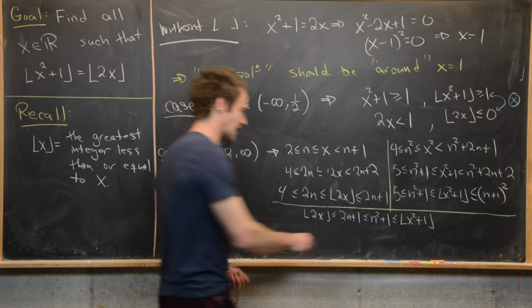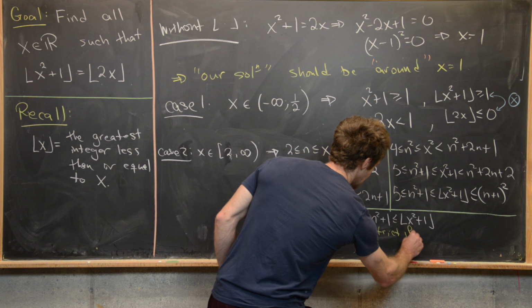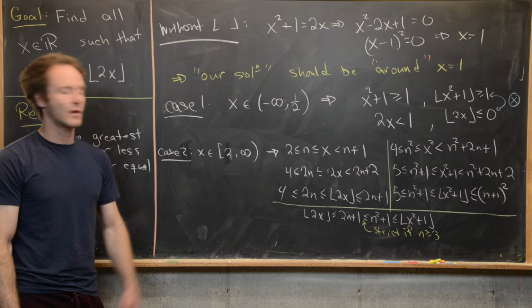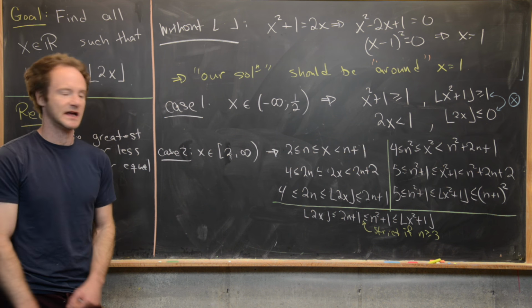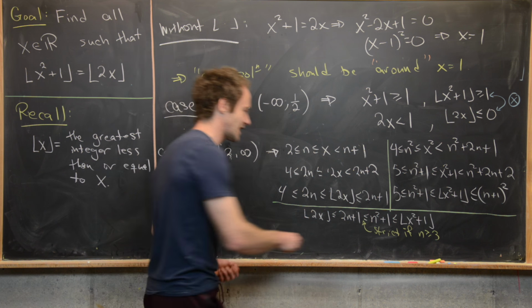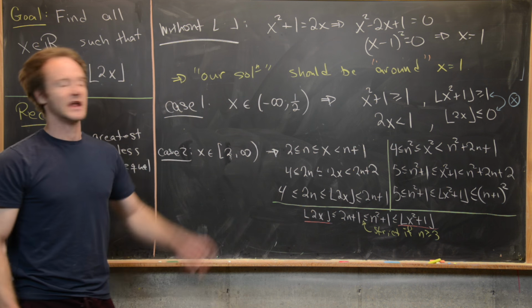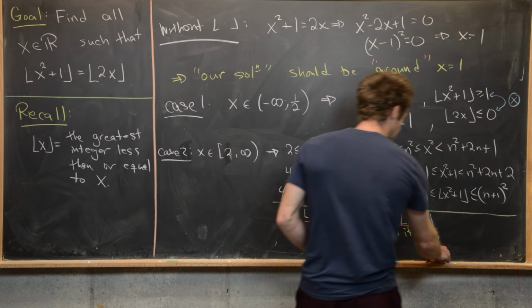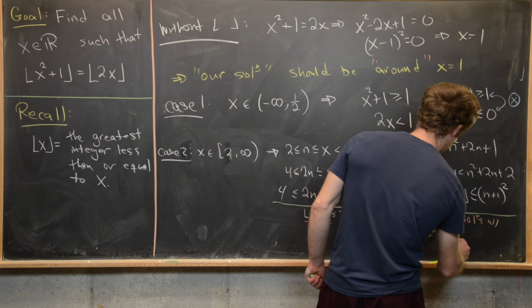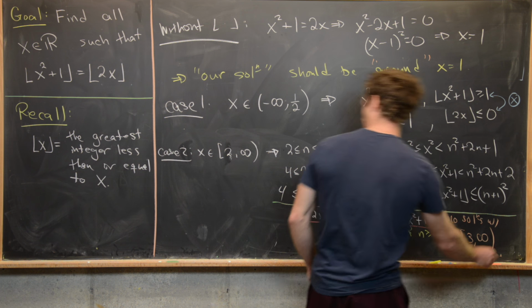And now, another thing that I want to notice is this is strict if n is bigger than or equal to 3, because n squared is going to be strictly bigger than 2n if n is bigger than or equal to 3. So what that tells us is that we've got a strict inequality between the two sides of our equation for n bigger than or equal to 3. So immediately we see that there are no solutions with x in the closed interval 3 to infinity.